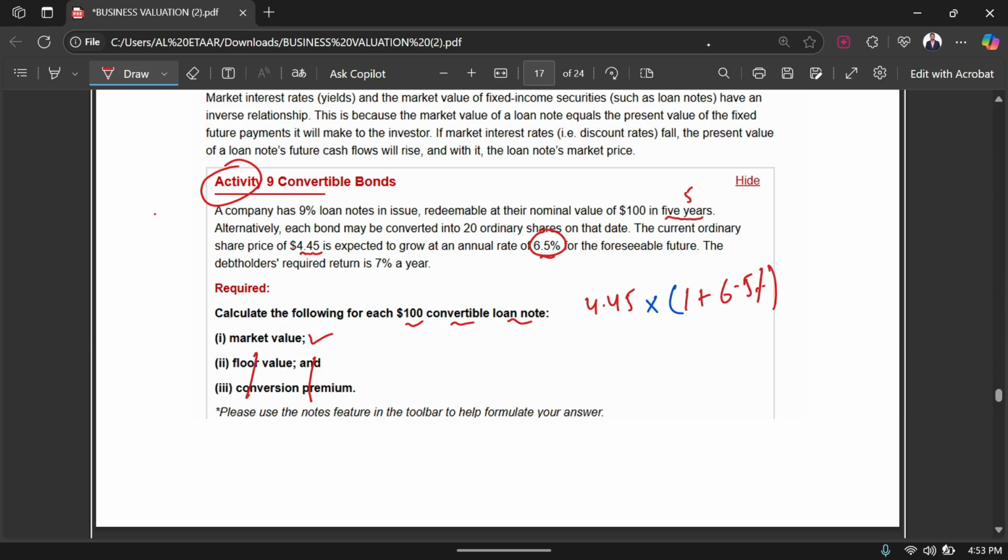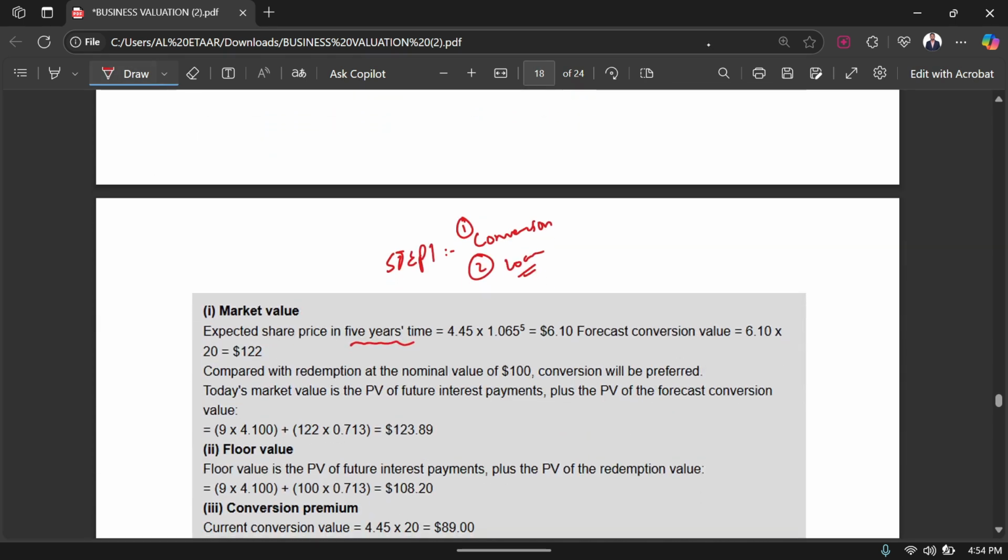So I'm going to say, okay, what is my share price going to be after 5 years? I take my share price, which is right now 4.45, times 1 plus growth, and then I'm going to take the power of 5 because I'm looking for 5 years. That is exactly what they have done over here: 4.5 times 1 plus the growth rate, which becomes 1.065, and they have taken the power of 5. So you can see that we got the value of 6.10. That's the value of a share after 5 years.